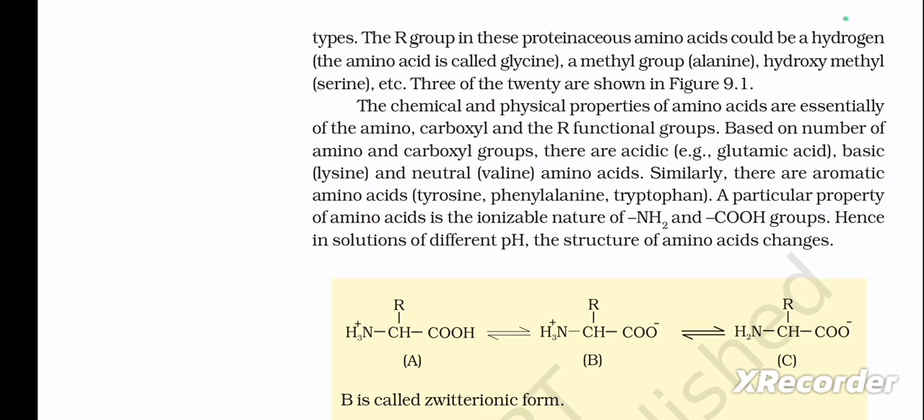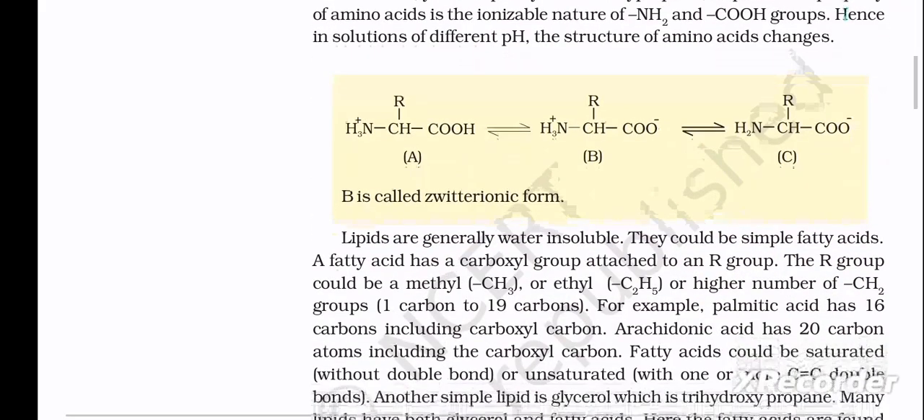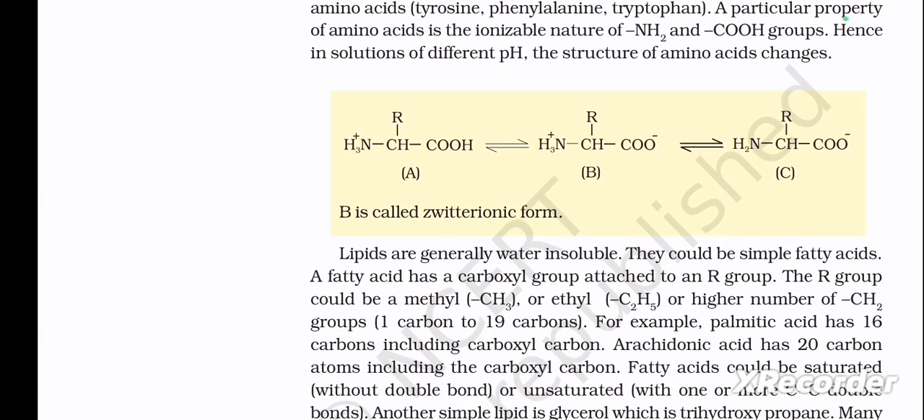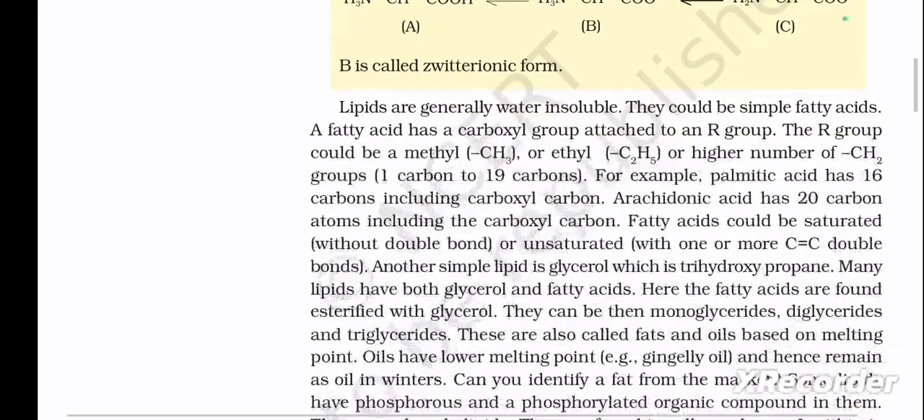A particular property of amino acids is the ionizable nature of NH2 and COOH groups. Hence, in solutions of different pH, the structure of amino acids changes. Here they have given one chemical formula in which we can see the zwitterionic form.